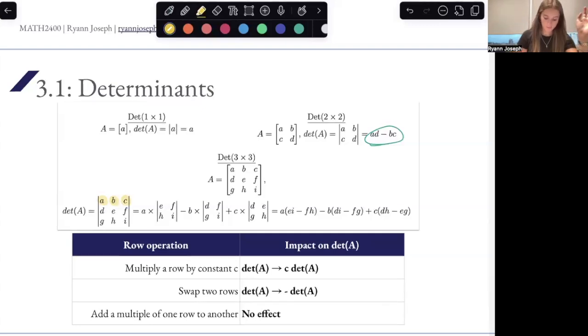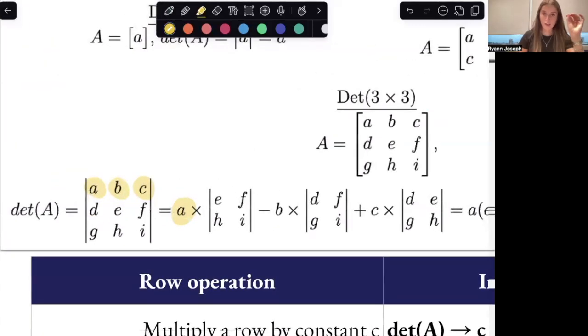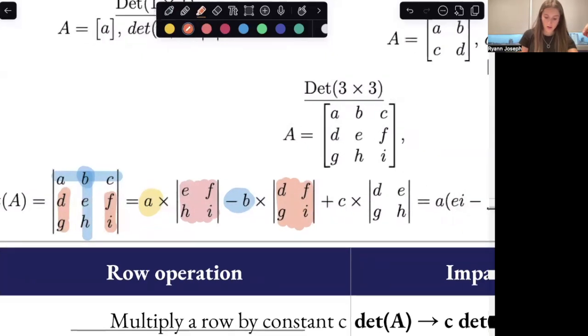So you do A, and then you multiply that by the determinant. I'm going to zoom in a bit. You take the value of A, and then you multiply it by the determinant of the values that are not in A's row or column. Let me clarify this bit. A is in the first row and the first column, so we're going to take the determinant of the values that are not in that, and that's what we're going to put here. Same thing for B, and then we will subtract B. Think about this as B's row and this as B's column, so we're going to take D, G, and F, I, and that's what's going to go in here.